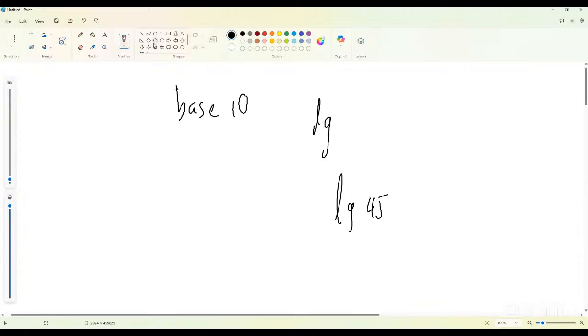If I'm giving you the extended idea here, 10 to the power 1.